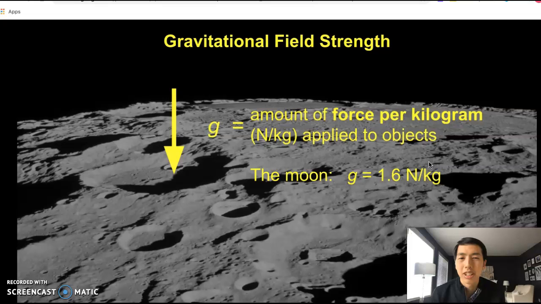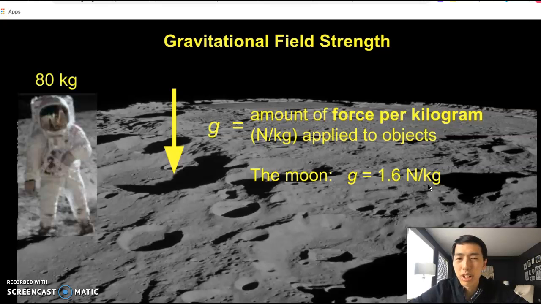So that means Neil Armstrong and Buzz Aldrin and the spaceship that they took there, all of those objects on the moon experienced a force of gravity pulling them down. And for every kilogram, I'll just use Neil Armstrong as the example, for every kilogram that Neil Armstrong was, he would experience 1.6 newtons of force due to gravity.